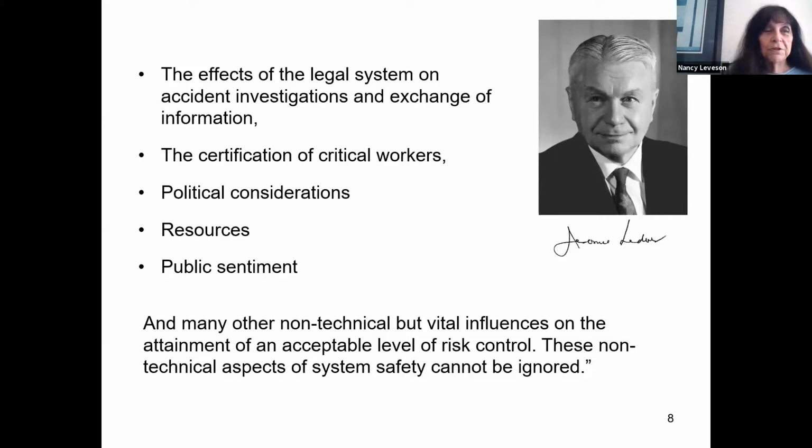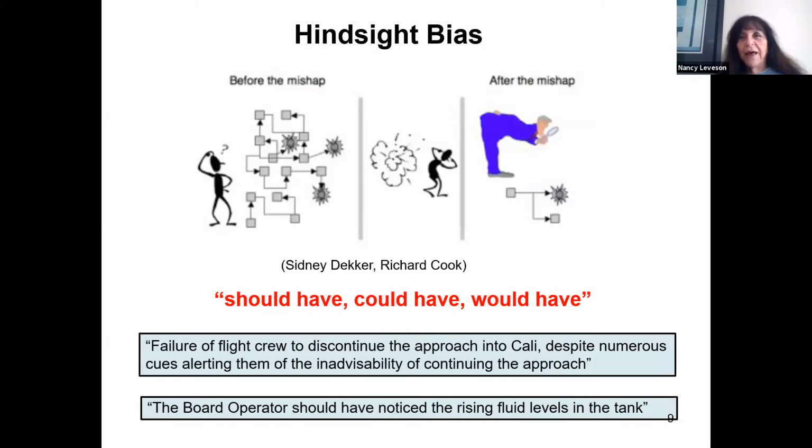And some of the people this morning were saying, in the first question we had on Slido, what's the biggest problem? And they said management, and management acceptance of doing things new. Now I want to say a few words about hindsight bias, because hindsight bias is one of the biggest problems I see in accident reports.